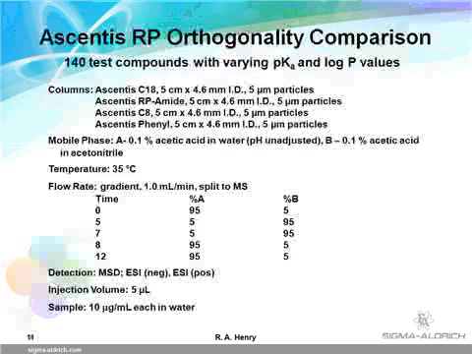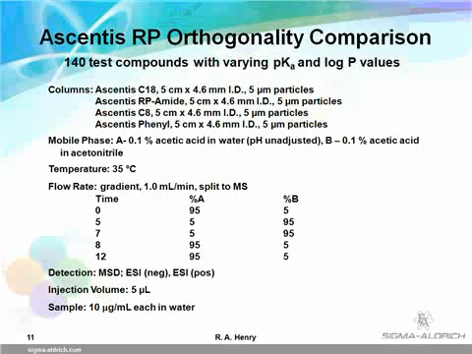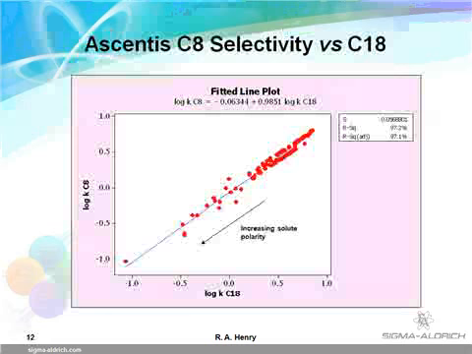Experimental conditions are shown in the next slide for a comparison of Ascentis RP phases. Selectivity was compared by plotting log k values for a large set of different solutes having acidic, basic, and neutral properties under these operating conditions. Note that LC-MS was employed to facilitate identification of solutes by their mass spectrum. Ascentis phases are specifically designed to be stable and highly compatible with all popular LC detectors.